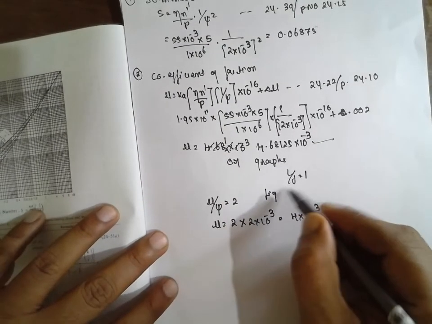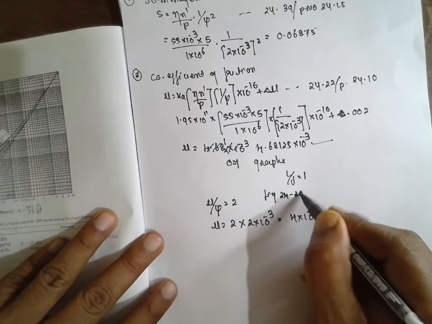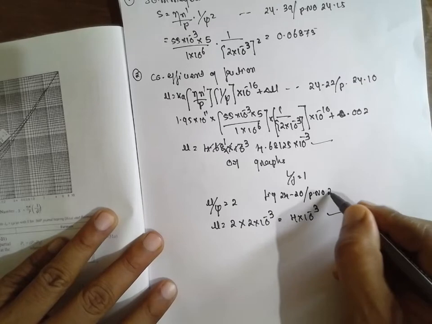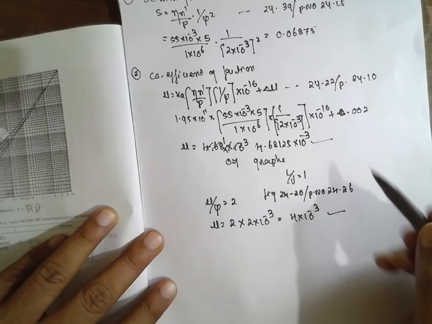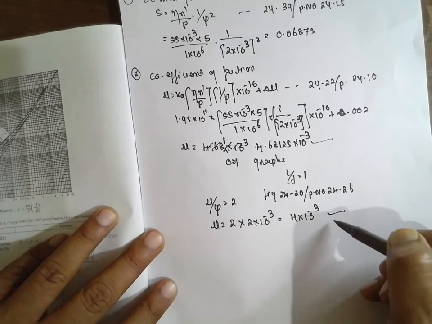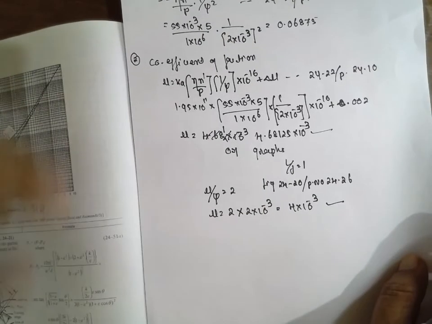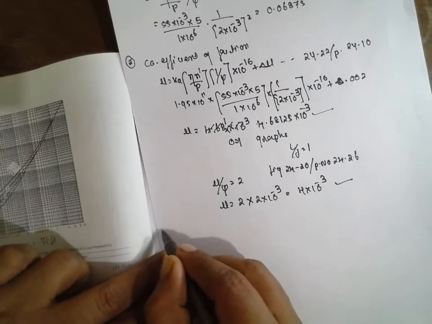The graph can be found in figure 24.20, page number 24.26. Now I will go for the formula method. Either you can go for this or this, you will get the same answer. Okay, next I have to find the minimum film thickness.